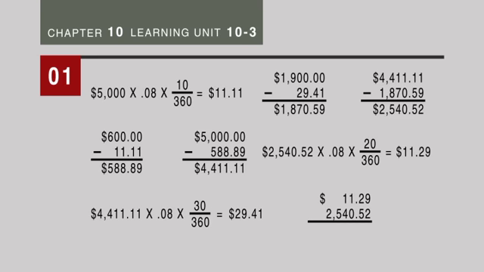We take that $11.29 in interest, add it to our principal of $2,540.52, and we have a final payment due of $2,551.81.